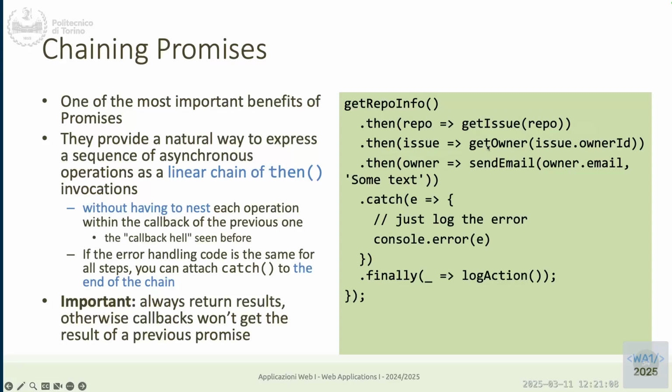Once we have the issue, we can get the owner. It will return a promise that resolves to the owner object. And then, when this resolves, we get the owner, we send an email, or whatever. So it enables this kind of chaining.